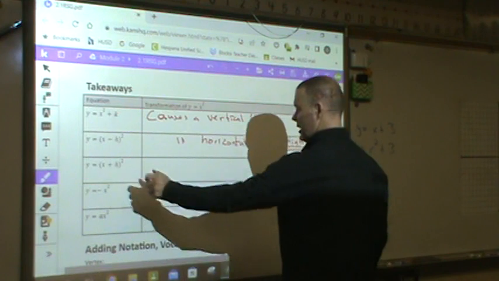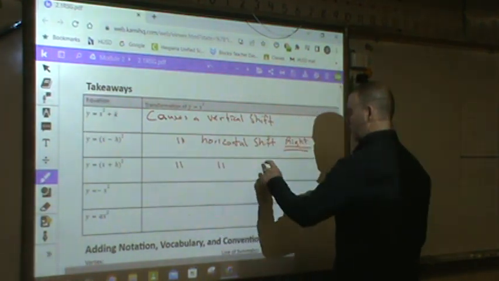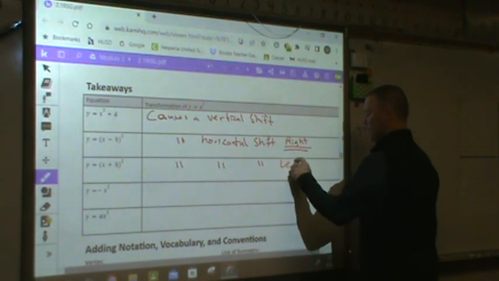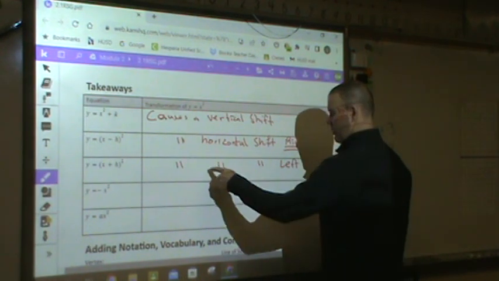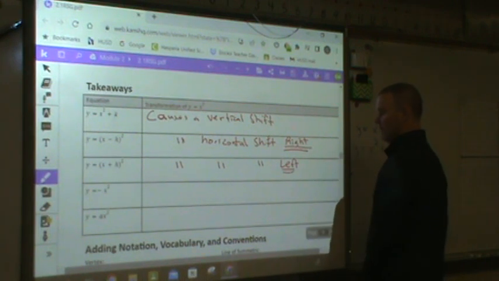Then what about x plus h? Well, x plus h causes a horizontal shift left. Again, do not put quotes. Make sure you write causes a horizontal shift left.